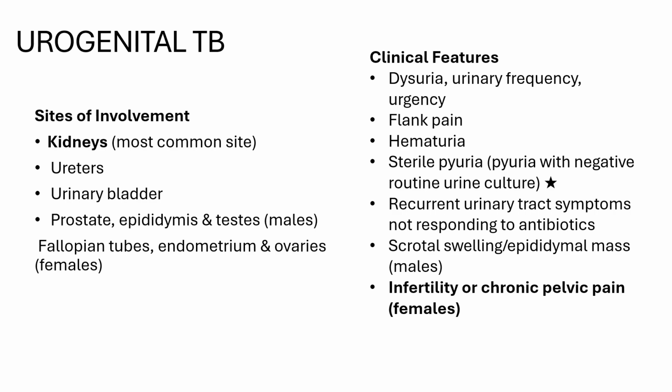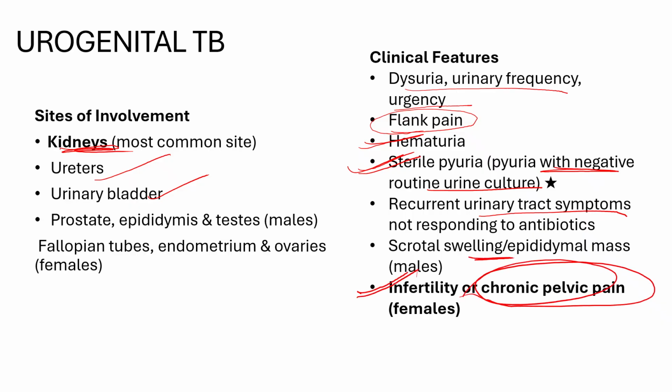So in cases of urogenital TB, kidneys are the most commonly affected, followed by the ureter and urinary bladder. Dysuria, urinary frequency, and urgency increase. Flank pain is present. Hematuria might be there. Sterile pyuria with negative urine culture. There may be lower urinary tract symptoms, scrotal swelling, and infertility or chronic pelvic pain in females.